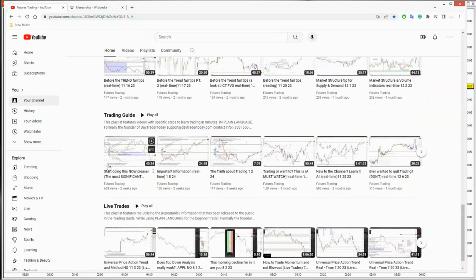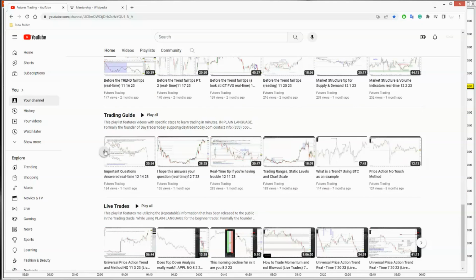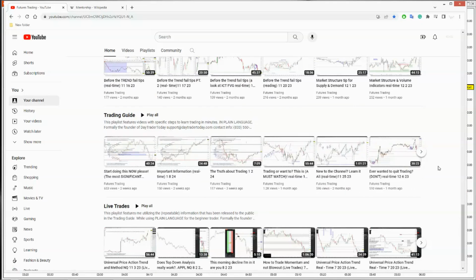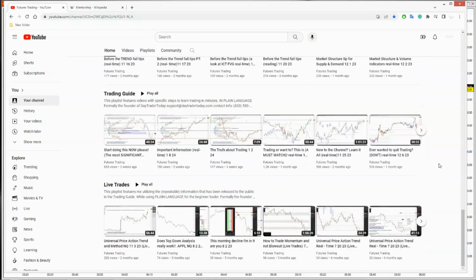Now, trading guide. Again, it's just the same information kind of up at the top, but there's a few more videos in here, just some other stuff that I've covered. All right. But we're going to get to maybe just a little bit of that before it's all said and done. There's a live trade section down here.